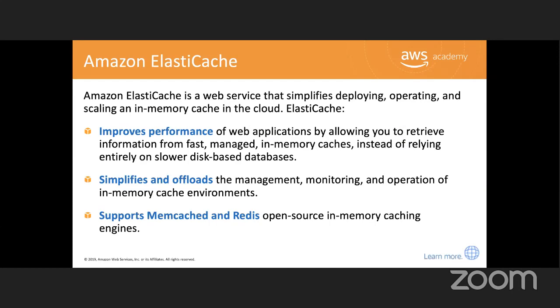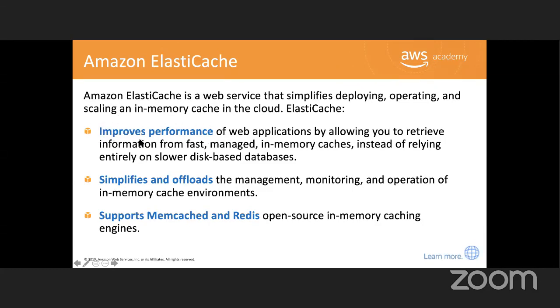ElastiCache is a web service that simplifies deploying, operating, and scaling an in-memory cache in the cloud. So whenever you see in-memory cache, that's ElastiCache, right? It improves performance, of course, when you put this in front of an RDS, it caches the information. I've repeated this like 1,000 times.